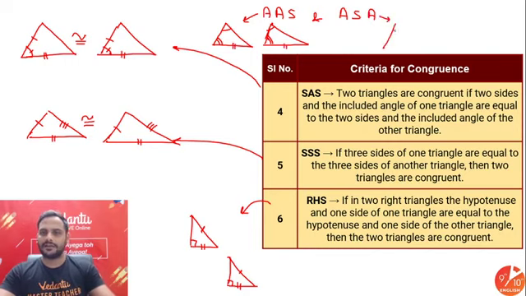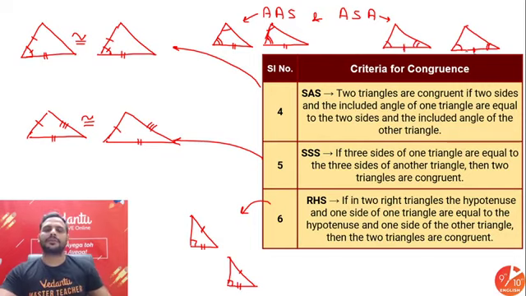And in angle side angle, suppose these are the two triangles. All right. So this angle and this angle is equal. This angle and this angle is equal, and then this side will be equal. All right. These are your congruency criteria.